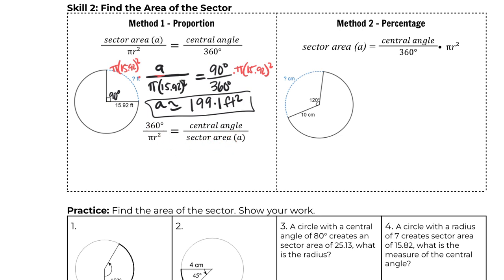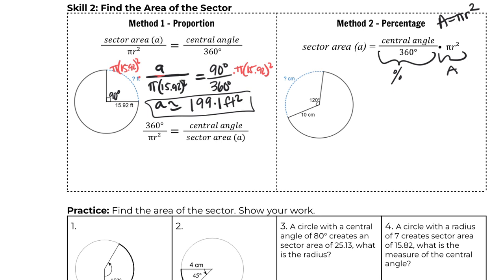So I could set this up multiple ways. But our other option is to think about percentages. Again, this is the percent of the circle that my sector is taking up. It's whatever my angle is, or the arc measure, over the total 360. And then I'm going to times that by my area. Remember, the area equals pi r squared.